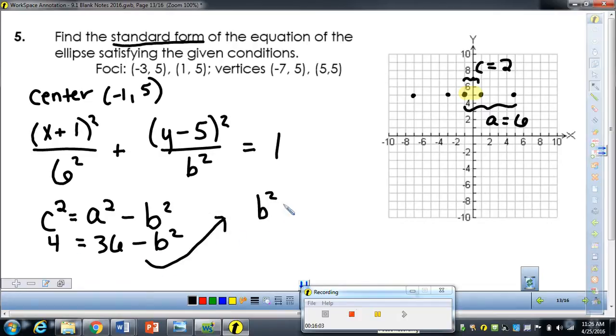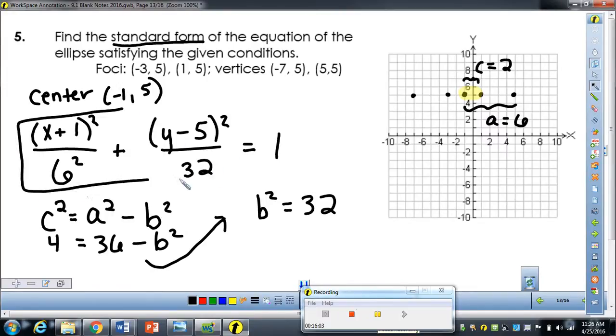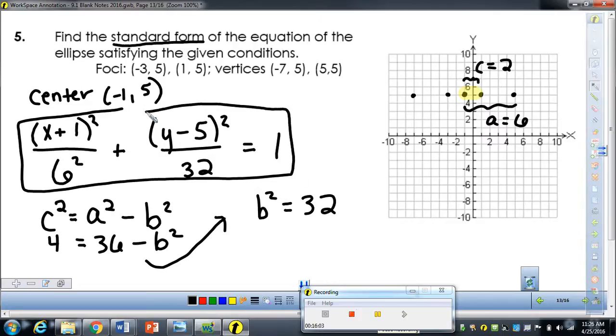So solving this equation, we get b squared is equal to 32. And that's the last thing we need over here to get our equation. And one final thing, let's change that 6 squared to a 36. There we go.